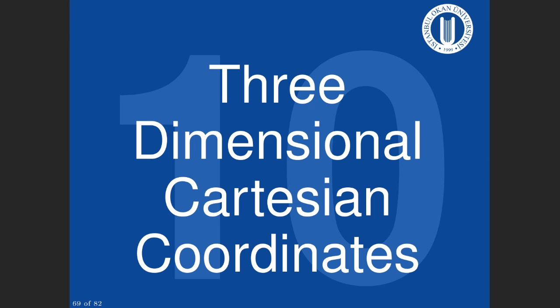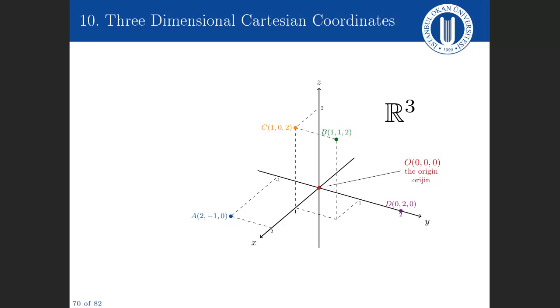Our final chapter for today is three-dimensional Cartesian coordinates. Time to start thinking in 3 dimensions. In 3-dimensional coordinates, we need 3 axes, and we use an x-axis, a y-axis, and a z-axis. The point where these 3 axes cross is called the origin, which we say has coordinates 0, 0, 0. And then we can describe any point in space using 3 numbers: an x-coordinate, a y-coordinate, and a z-coordinate.